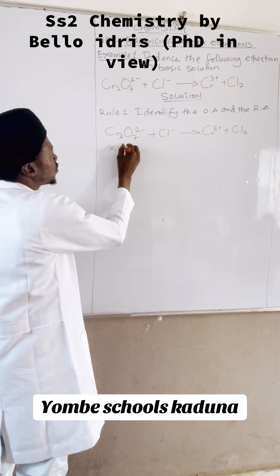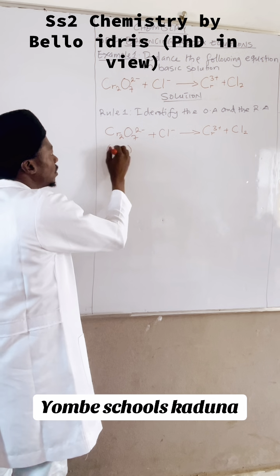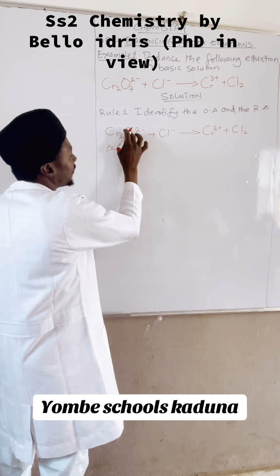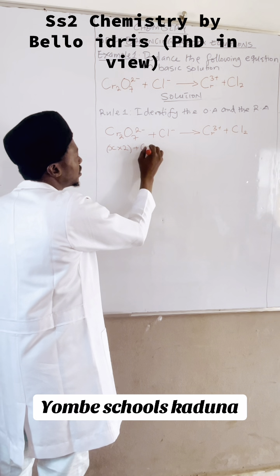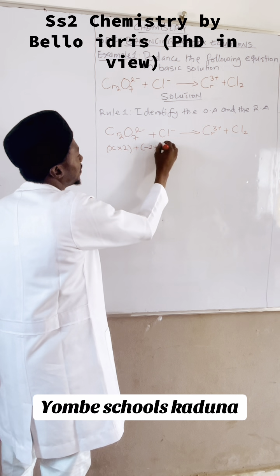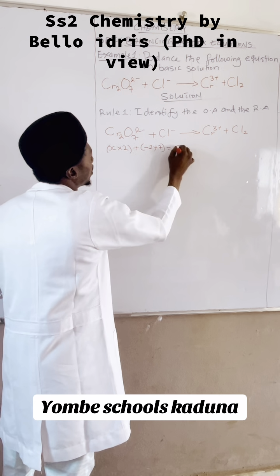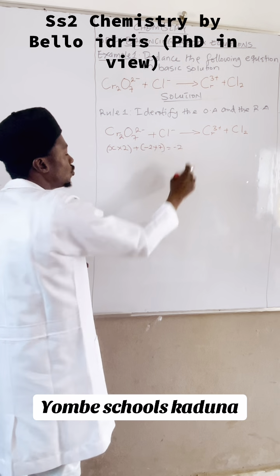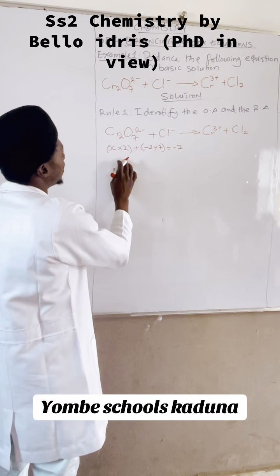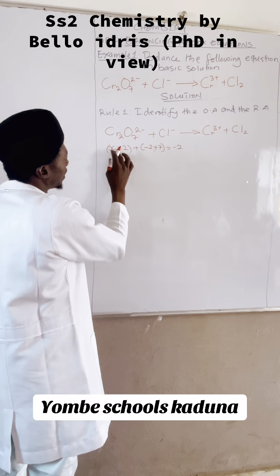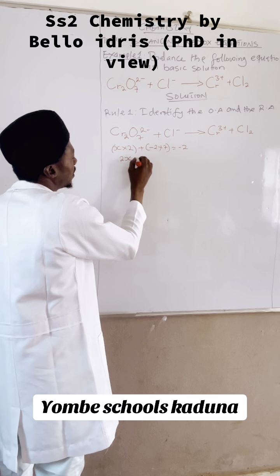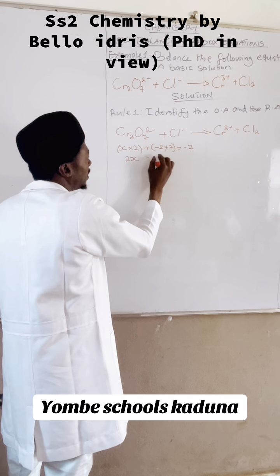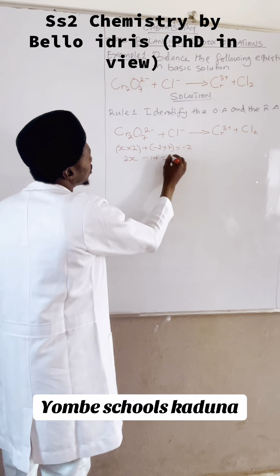X times 2. We close the bracket between atoms, we write a plus sign. What is the oxidation state of oxygen? Minus 2, times 7. The whole is equal to minus 2, because it's a negative radical, raised to power minus 2. The next thing is to remove the bracket. 2 times X is 2X, plus minus 2 times 7 is minus 14, equal to minus 2.